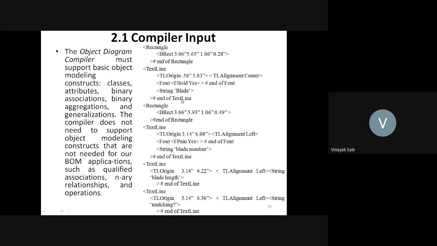Similarly, I want to draw another rectangle. These are the descriptions for another rectangle. I want to draw another text line, and this is the description for that text line. Then again I want to draw another text line, and so on. This is a description for the compiler input.